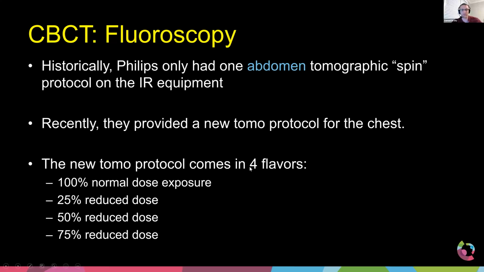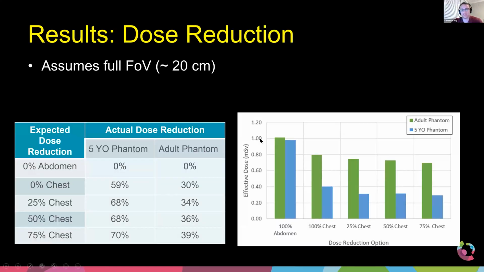And they came up with 4 different flavors or 4 different options where you get a new chest or lung CBCT at its normal traditional dose. And then they also provided options that reduced 25, 50, and 75% dose reduction. So here you can see the results of the new sequences. And the one on the left right here, this 100% abdomen, that's what we've been using for years and years and years. My guess is if you have a Philips system and you do a CBCT, that this protocol is the one you use.